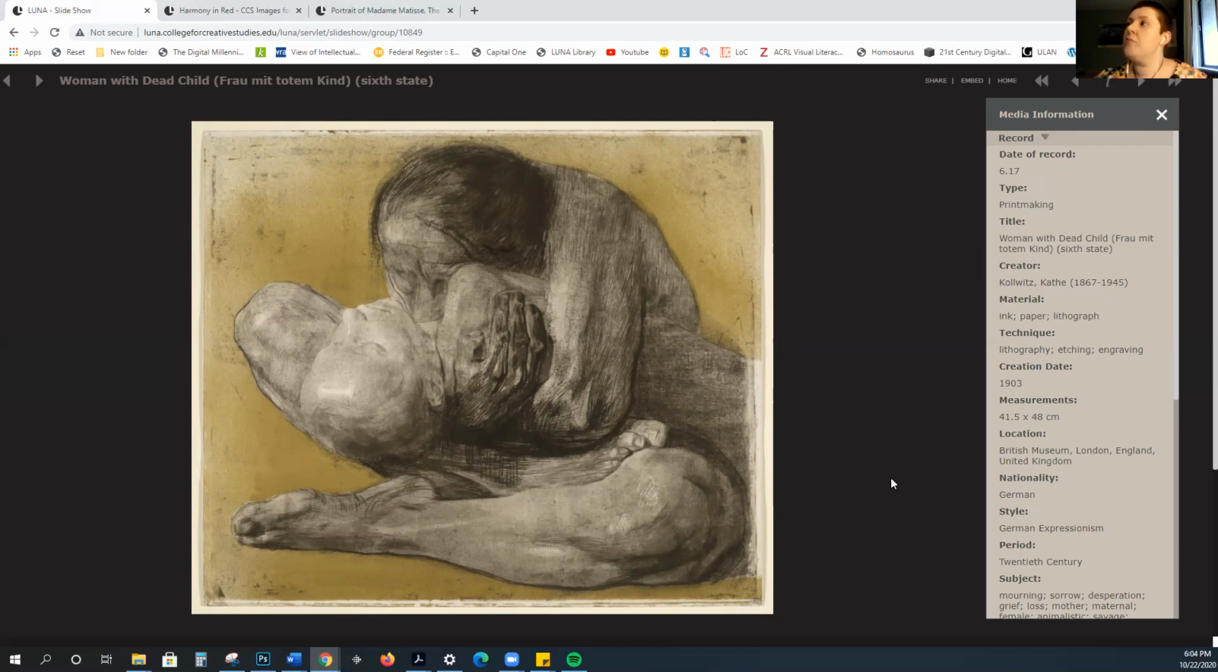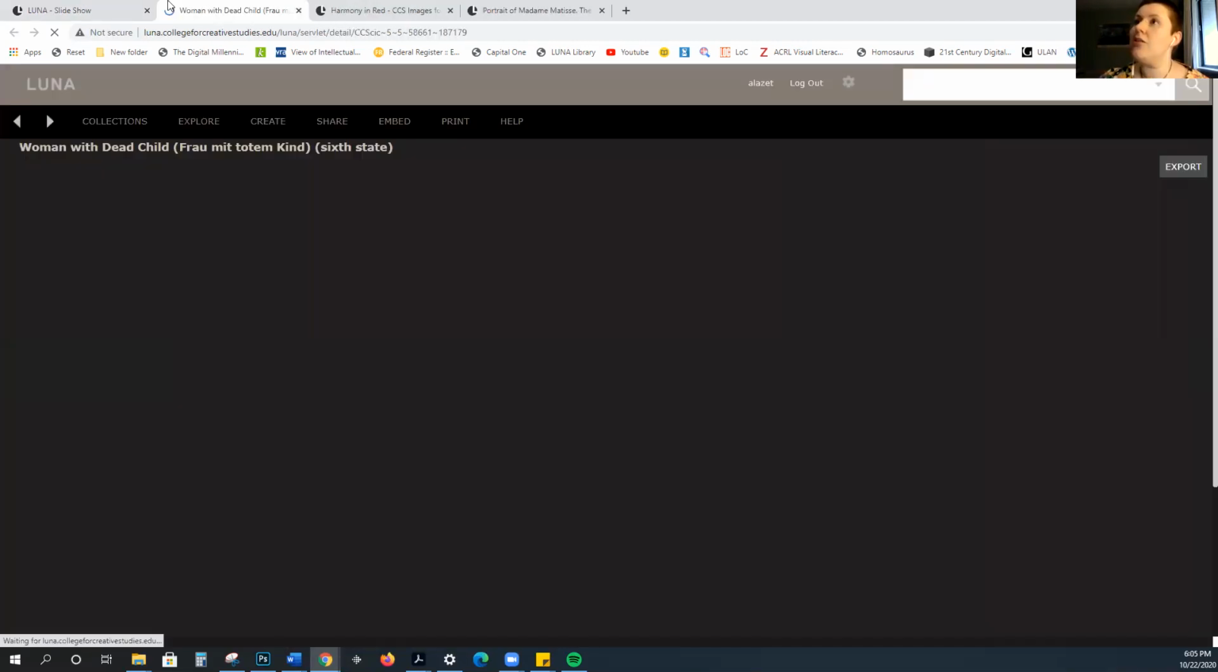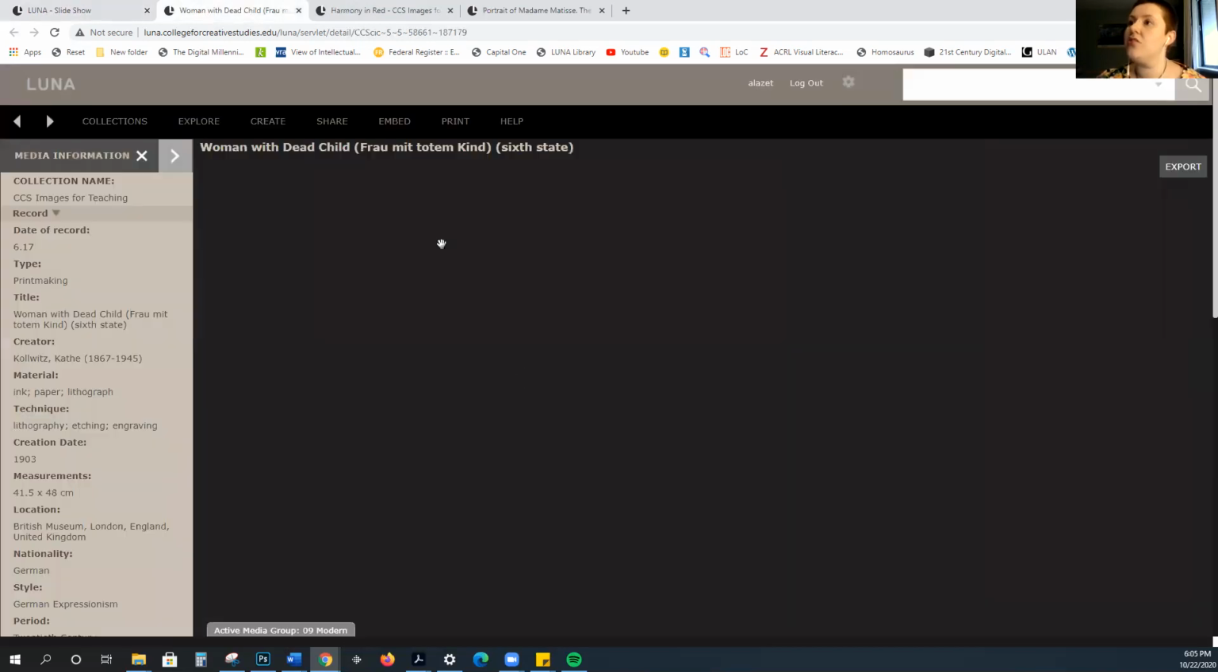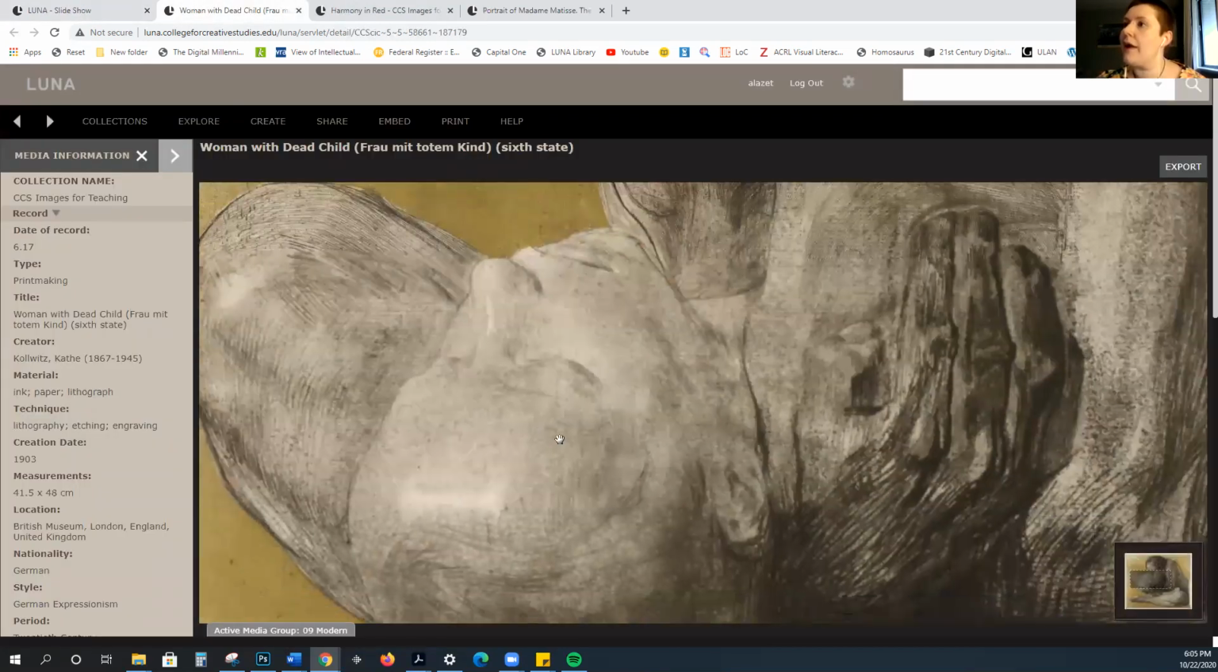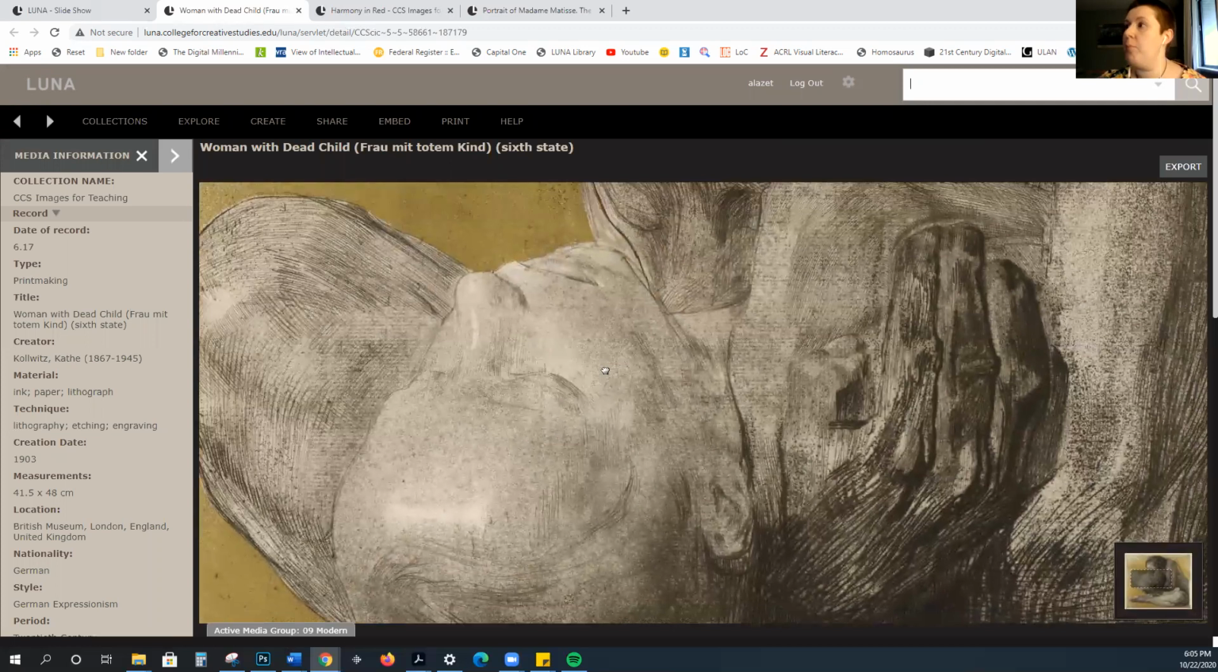So here you see Woman with Dead Child, and this is a print from 1903. What you see is a female clutching the body of her deceased child. Kollwitz actually used her own son as the boy in this composition, and you can tell that the boy has very naturalistic features, right? You can recognize him as a boy.